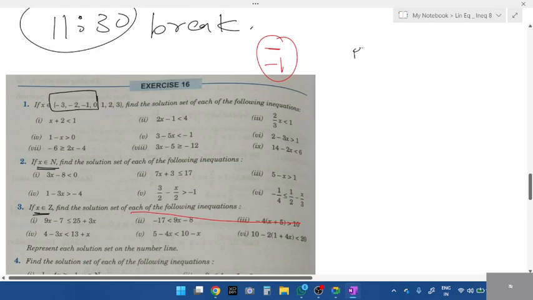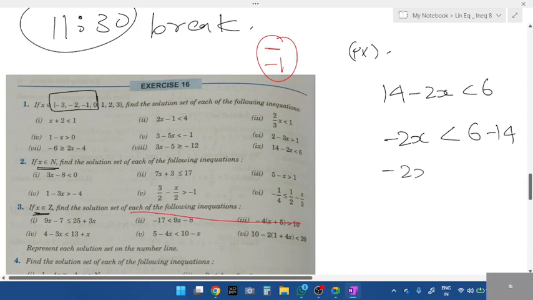First main ninth question. All of you will respond. What's the answer for this, students? How do you solve? Minus 2x remains as it is. Plus 4 or minus 14. Then minus 2x is less than. What is 6 minus 14? Very good, minus 8.